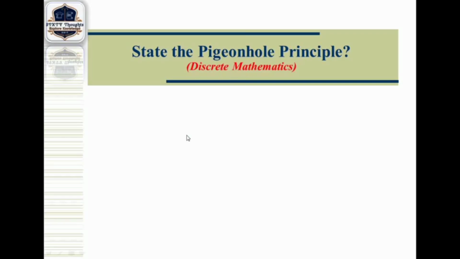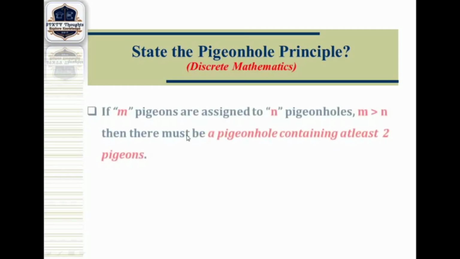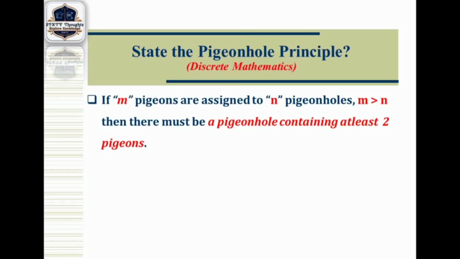The pigeonhole principle is nothing but: if m pigeons are assigned to n pigeonholes and it satisfies the condition m greater than n, which is nothing but pigeons are always greater than pigeonholes, then there must be a pigeonhole containing at least two pigeons. Which is nothing but at least any one of the pigeonholes has more than one pigeon. This is called the pigeonhole statement.